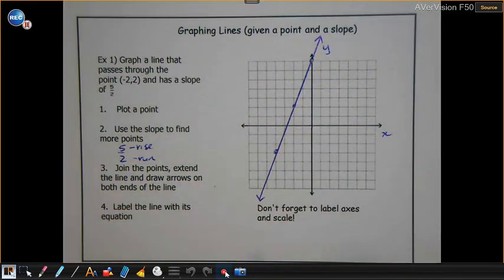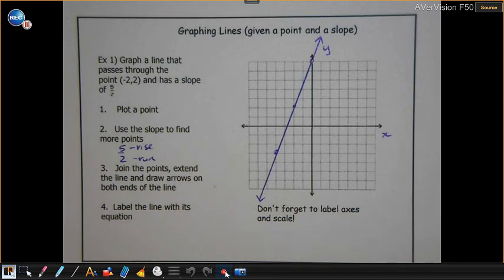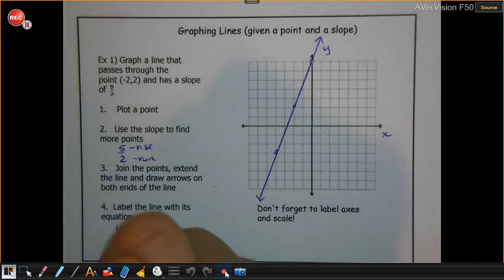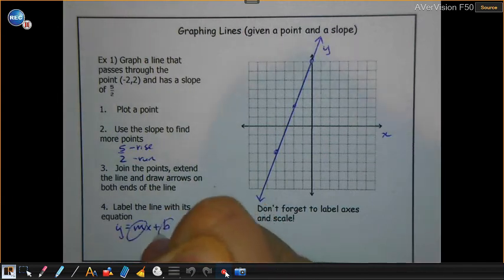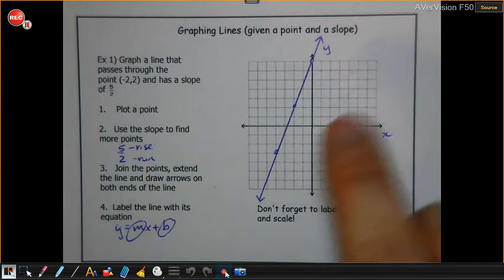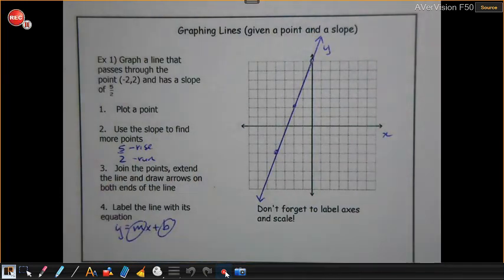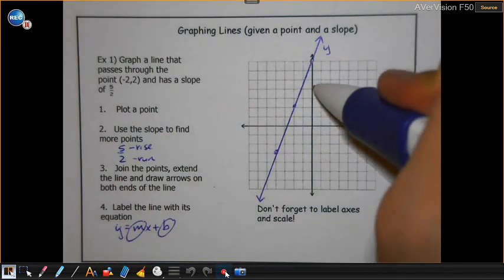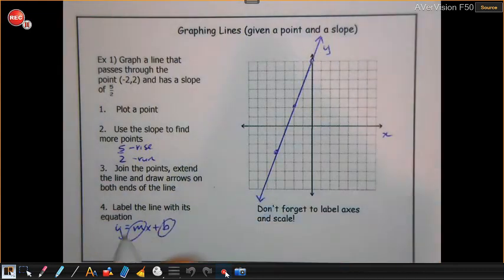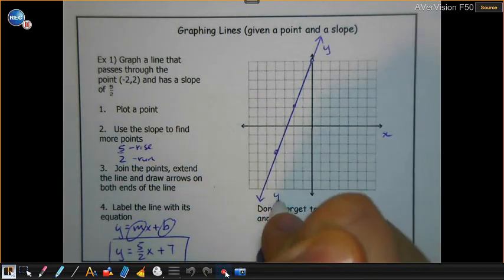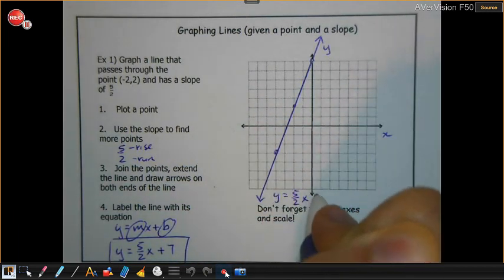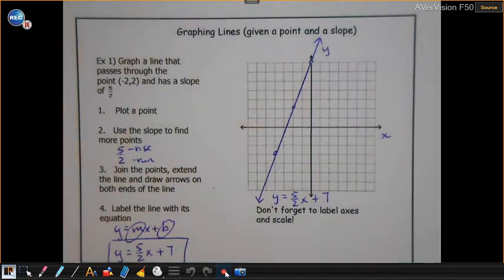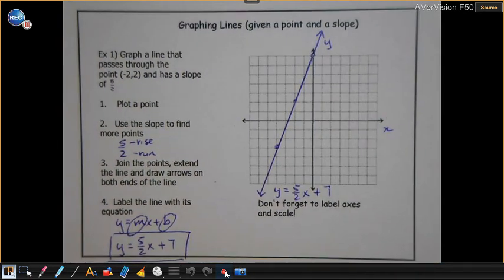And then what I'm going to do as well is label the line with its equation. So we know from chapter 5, equation of a line is y equals mx plus b. To complete the equation, we need to know the slope and the y-intercept. In this case, the slope is given, it's 5 over 2. Y-intercept, we get it from the graph, it's right at 7. So your equation would be y equals 5 over 2x plus 7. And I'll just label it beside the equation. And that's how we graph a line given a point and a slope.